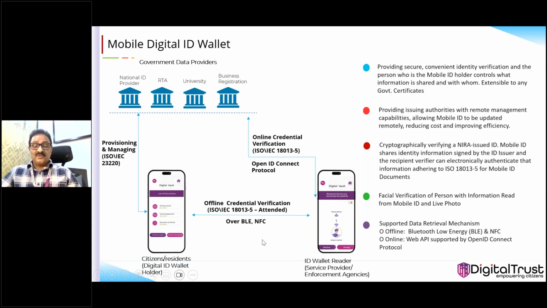Typically the ecosystem has a wallet on the mobile platform, and also a verifier. A verifier also is an app, a secure app on a mobile device. And the communication between the wallet platform and the verifying platform is over multiple channels. One is BLE, Bluetooth Low Energy, and NFC. NFC is something that is supported and needs to be supported as per the standards. And it's possible to have online and offline verifications.